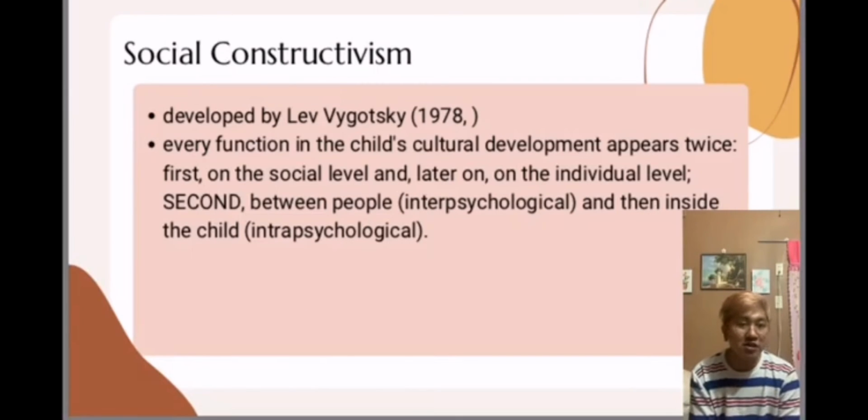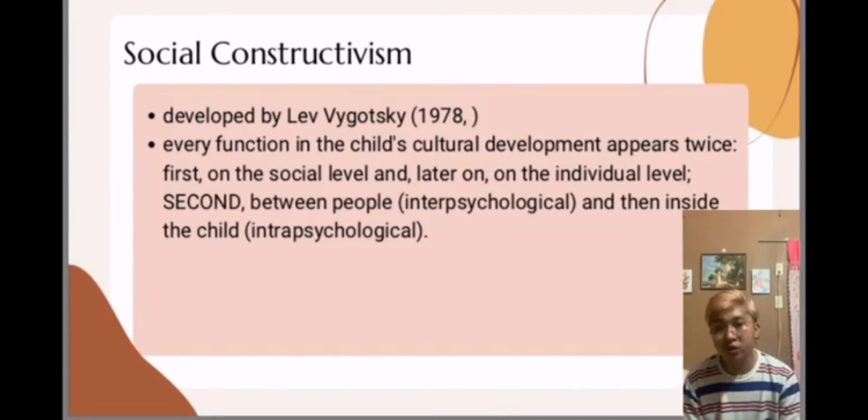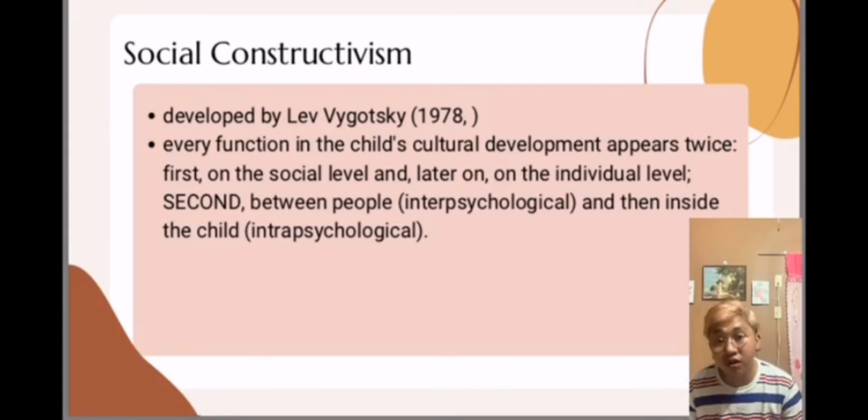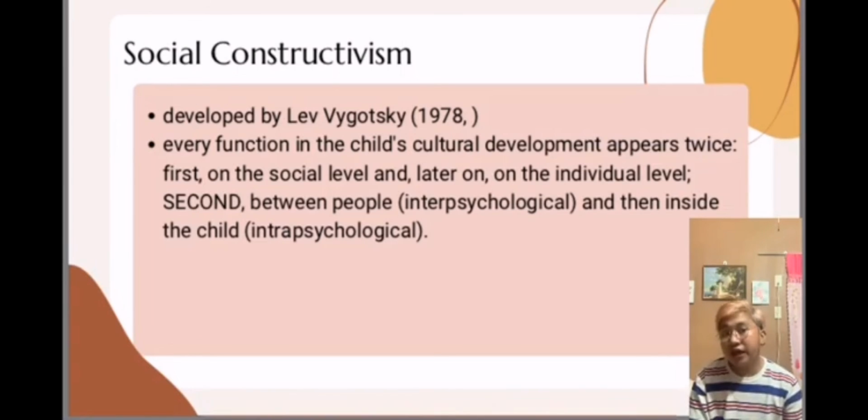Social constructivism was developed by Lev Vygotsky in 1978. Every function in a child's cultural development appears twice: first on the social level, and later on the individual level. First between people, interpsychological, and then inside the child, or intrapsychological. Social constructivism is a sociological theory of knowledge that holds that human development is socially situated and that knowledge is established through interaction with others.